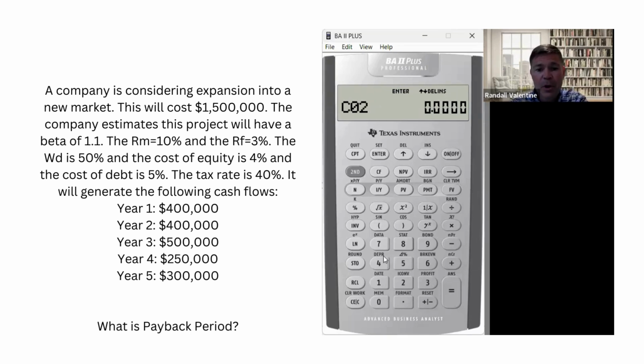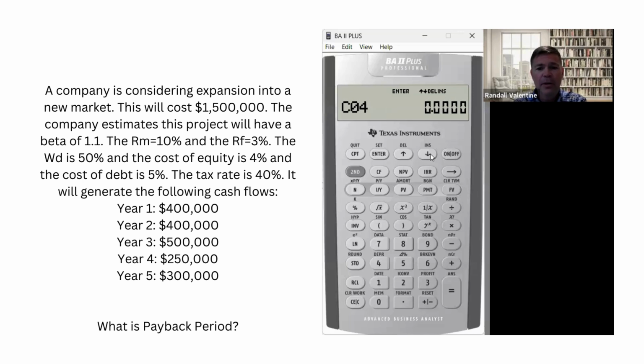Our C02 is also 400,000. So I hit 400,000, I hit enter, and then I hit the down arrow. Again, F02, we're not going to change. And then I hit it again and go to C03. C03 is 500,000, so I hit 500,000. Then I hit enter, and then I hit the down arrow. And again, F03, we're not changing.